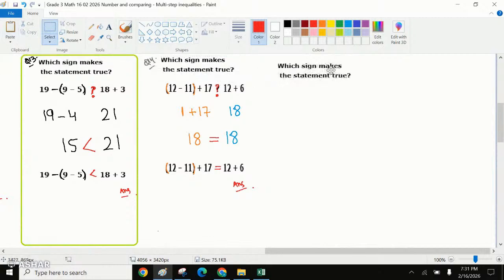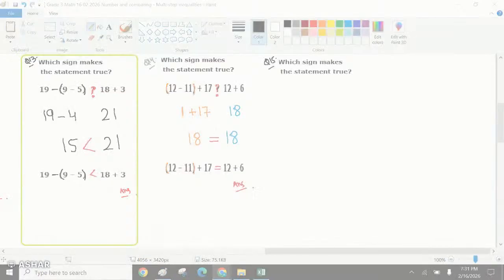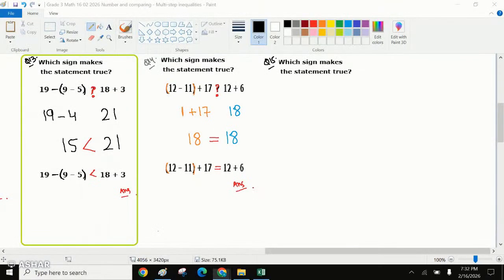Moving ahead to the next question. The next question says, that is our question number 15. Thank you, Sami. The next question says 7 minus 4 with the missing sign. If this is the missing sign over here, are they still equal?